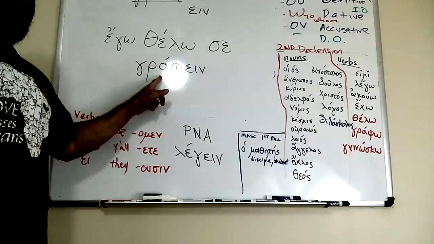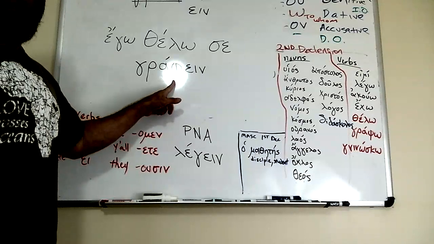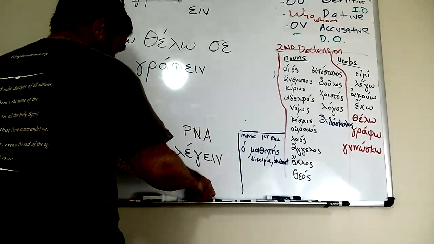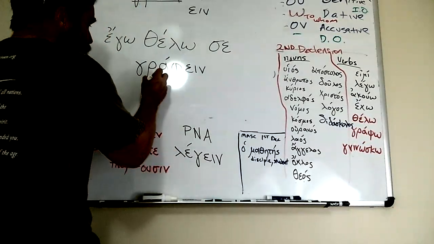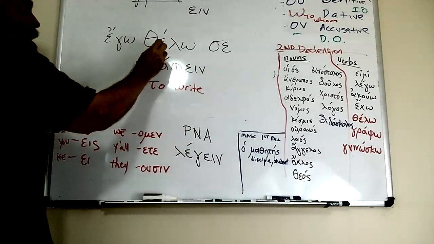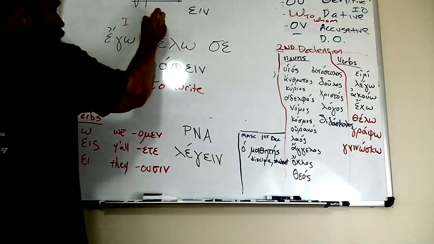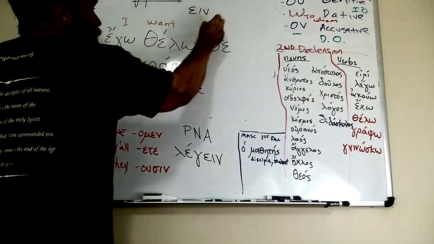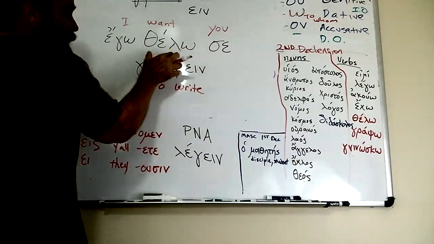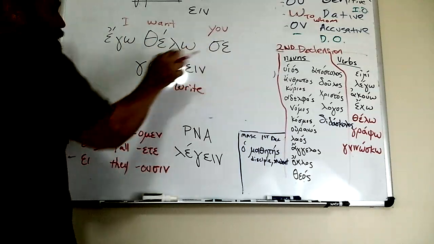Well, what does that mean by itself? Graphein? To write, like literally to write. Let me use a different color. I'll use red, I guess. To write. And what does this mean? I want you to write. Right. I want you, because this has to be accusative. So it's I want you. After the verb, I would use the accusative. So I want you to write.